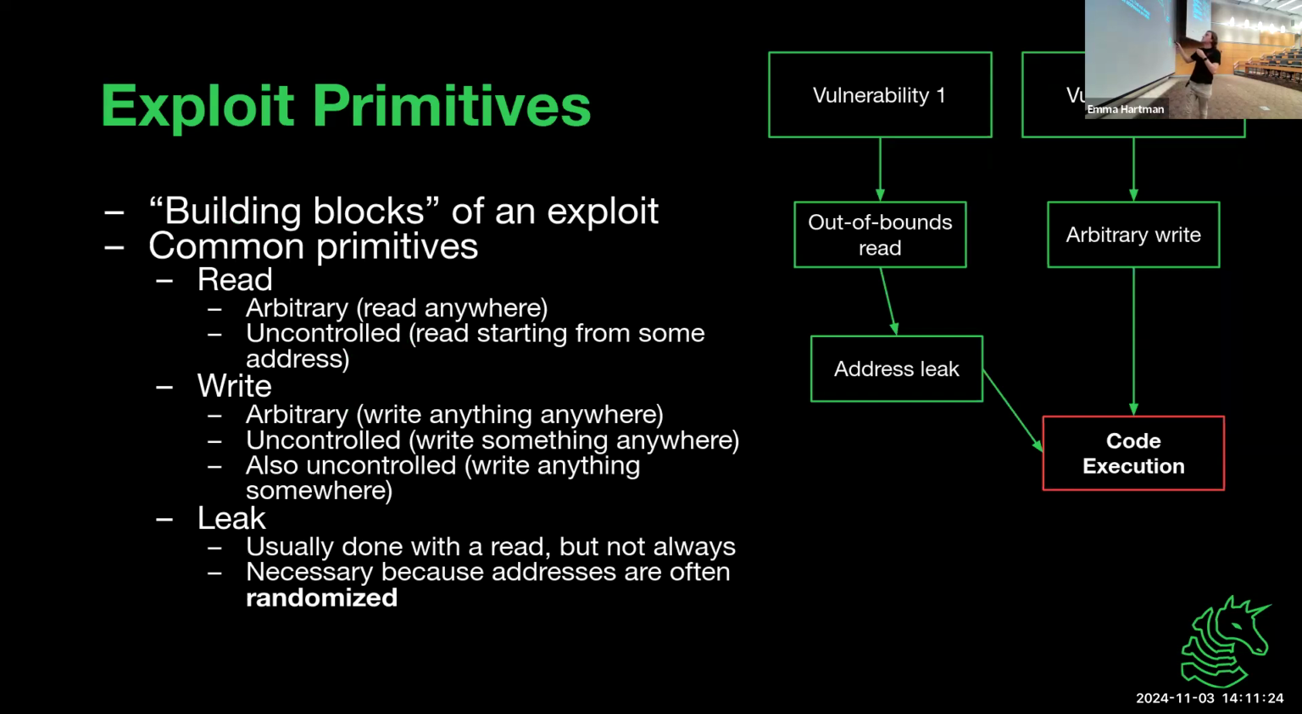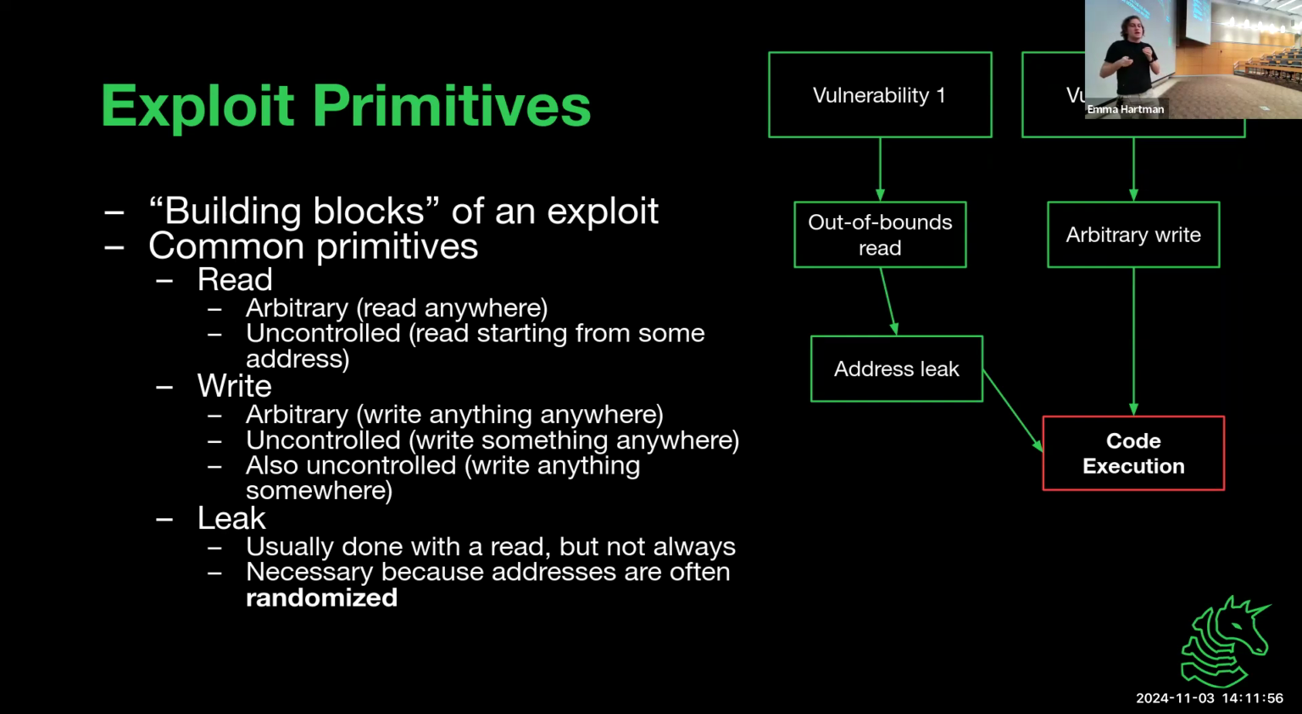Some of them are different types of reads, right? If we can do an arbitrary read, which means read from anywhere, that's very powerful. Uncontrolled is a little bit less powerful. If we have an out-of-bounds read, we can read a little further than what the array should let us read, so we can start to read some data, but maybe not pick any address anywhere and read that. Write: we can do an arbitrary write, which is very powerful, also known as a write-what-where exploit, which means you can write any data anywhere.